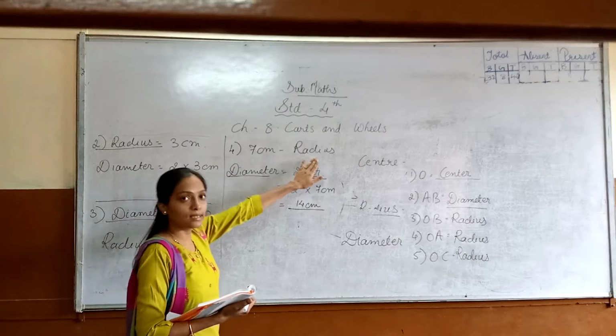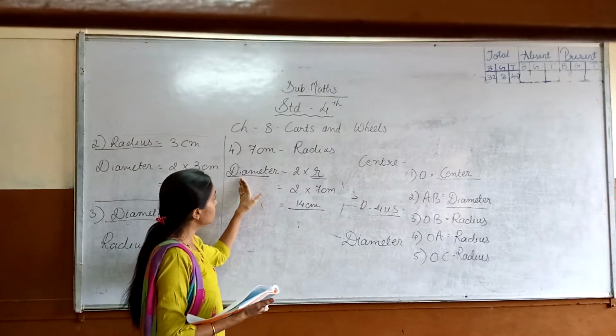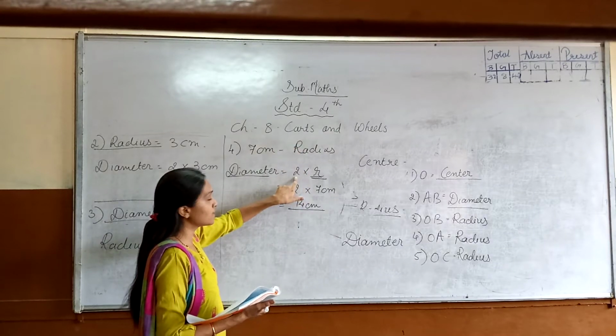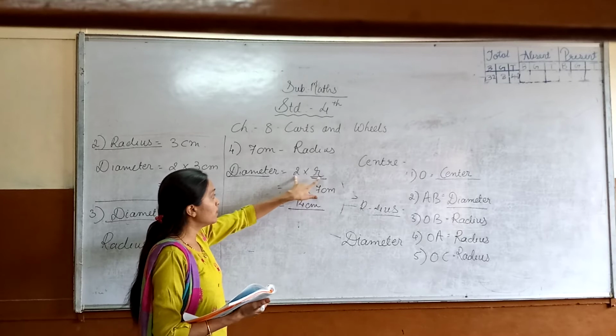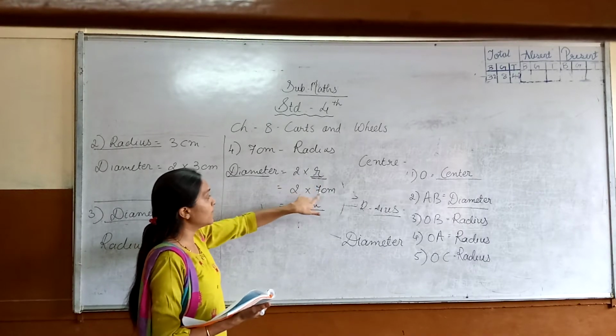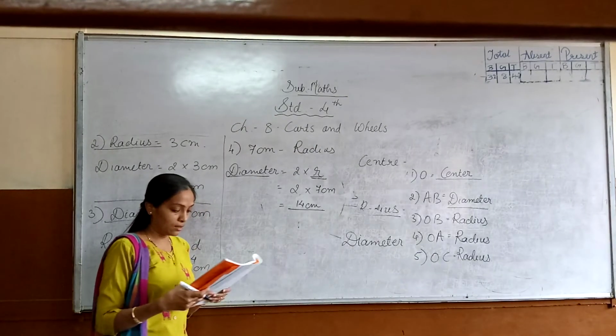See here radius is given and we have to find out the diameter. So diameter is double of this radius. So 2 के साथ multiply करेंगे. This r means radius. 2 multiplied by radius, 2 multiplied by 7 centimeter. So it is 14 centimeter. Okay.